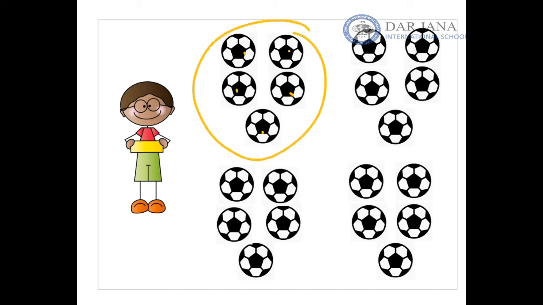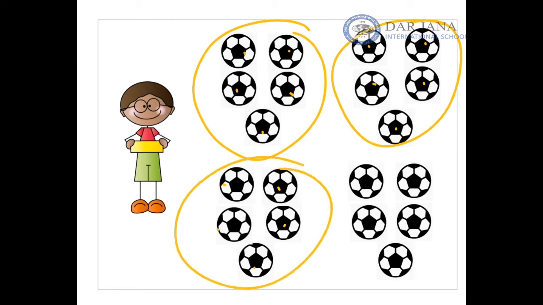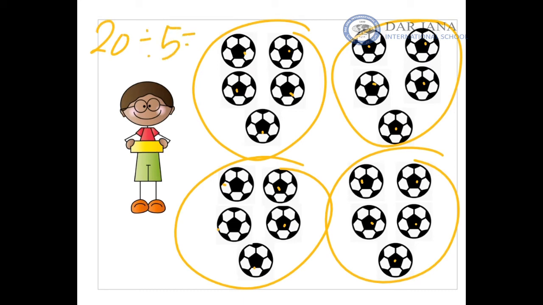I put it in my first bag. Still I have 1, 2, 3, 4, and 5. Another bag: 1, 2, 3, 4, and 5. My third bag: 1, 2, 3, 4, and 5. My fourth bag. So if I'm going to write the division sentence by finding the quotient by drawing, I have 20, 5 in each bag, so I got 4 bags.